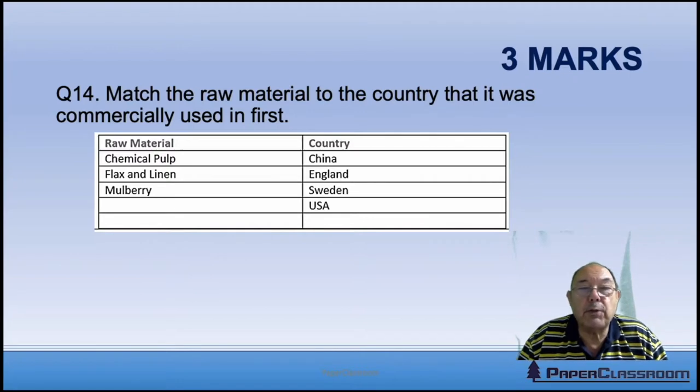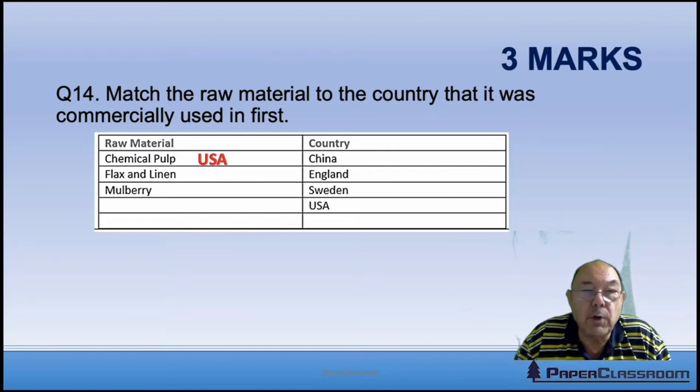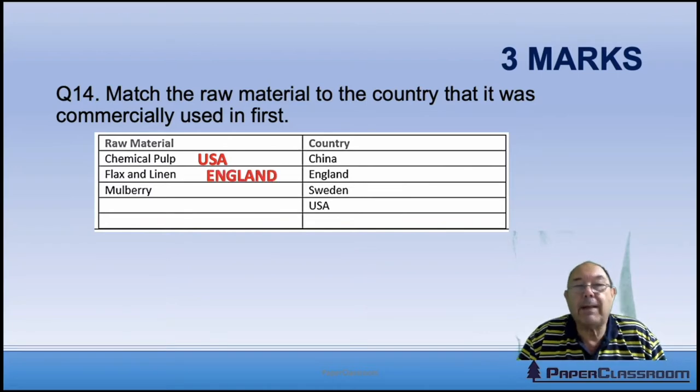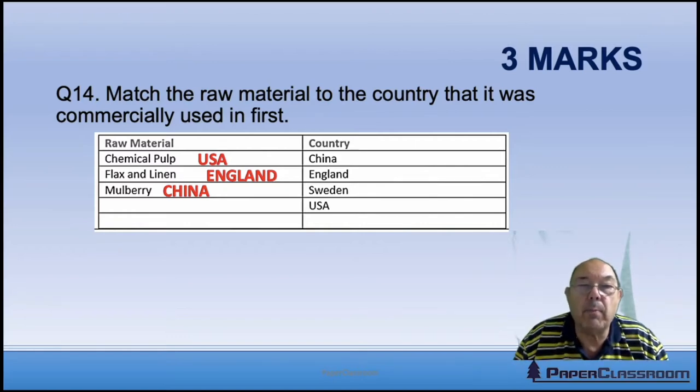Question 14. Match the raw material to the country. Chemical pulp was first commercially used in the USA. It was invented in the UK, but they couldn't get any UK mills to take it on, and so they had to go to the USA. Flax and linen, of these countries, was first used in England, and finally mulberry was one of the things that China used. They used the bark of the paper mulberry tree along with some silk offcuts and fishing ropes, hemp fishing ropes.